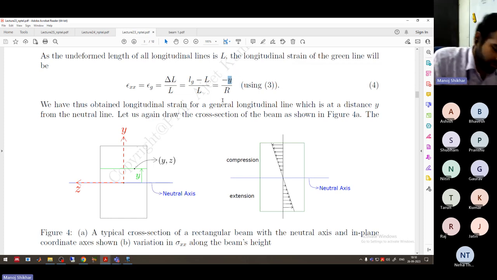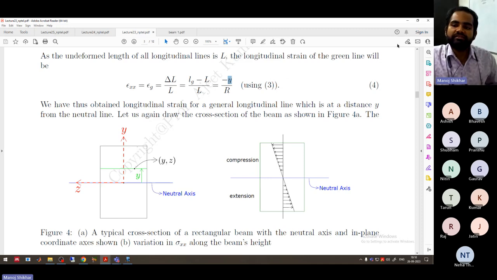In solid mechanics, our convention is that any stress or strain with a negative sign means compression, and any stress or strain with a positive sign means extension.